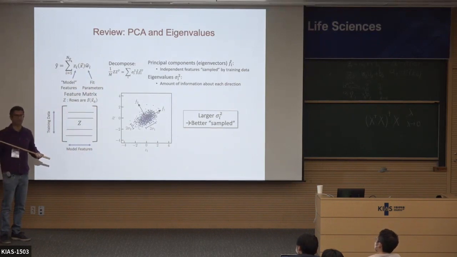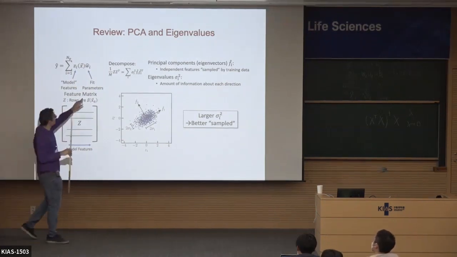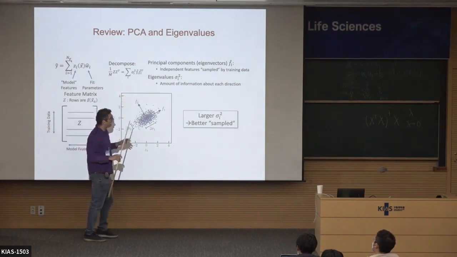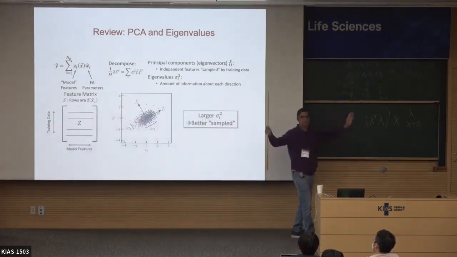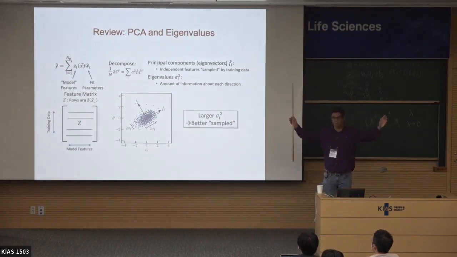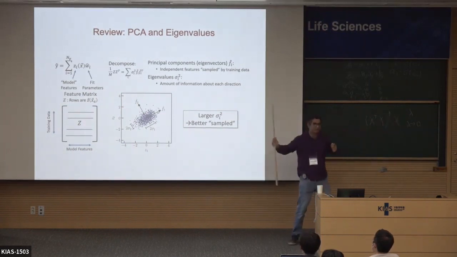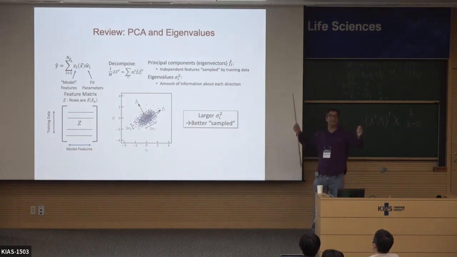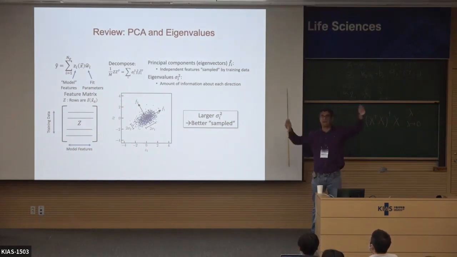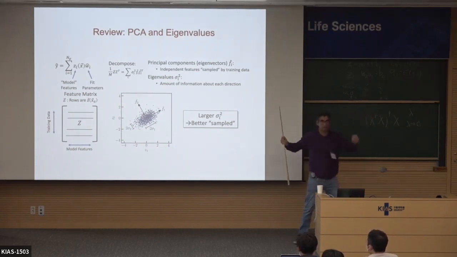Does everyone here know about PCA? Who doesn't know about PCA? Okay, don't be shy. So PCA, this is a standard thing. If I have some high-dimensional data, I want to know in which direction it is varying the most. So I can calculate the correlation matrix between all the data, diagonalize it, and the eigenvectors are what are called the principal components. And the eigenvalues tell you how much the data vary along the eigenvectors.